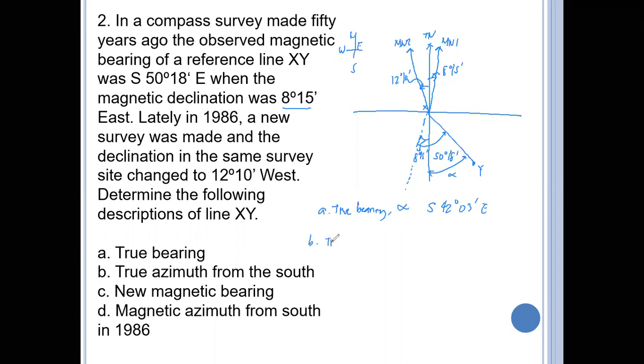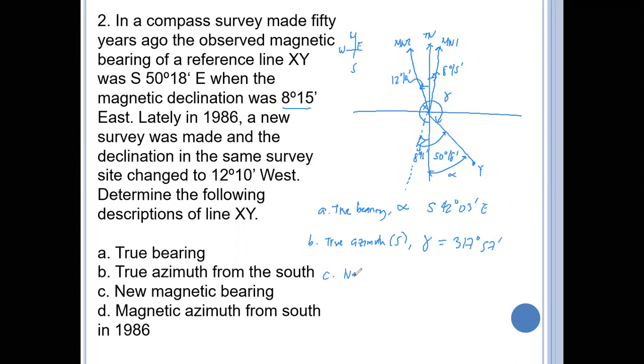Second is the true azimuth. Okay, so the reference is from the south. We can label that as gamma. So gamma is equivalent to 360 degrees minus alpha. So this will give us 317 degrees 57 minutes.